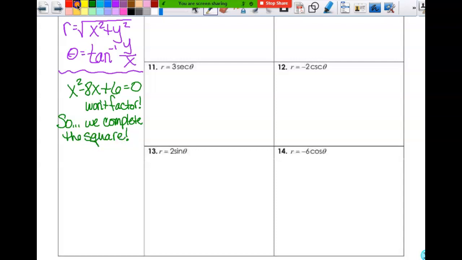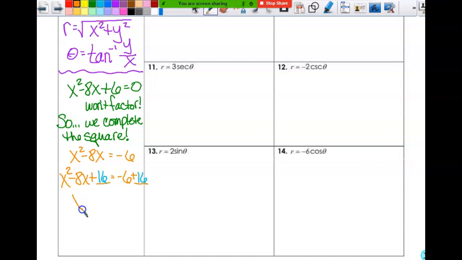So what that means is this. I'm going to move that 6 over to the right. So I'm going to get x squared minus 8x equals negative 6. Okay. Then the next thing I'm going to do is add something to both sides that will allow me to complete the square. So I will have x squared minus 8x plus something equals negative 6 plus something. And then that something, I take half of this and square it. So this is 16 and this is 16.